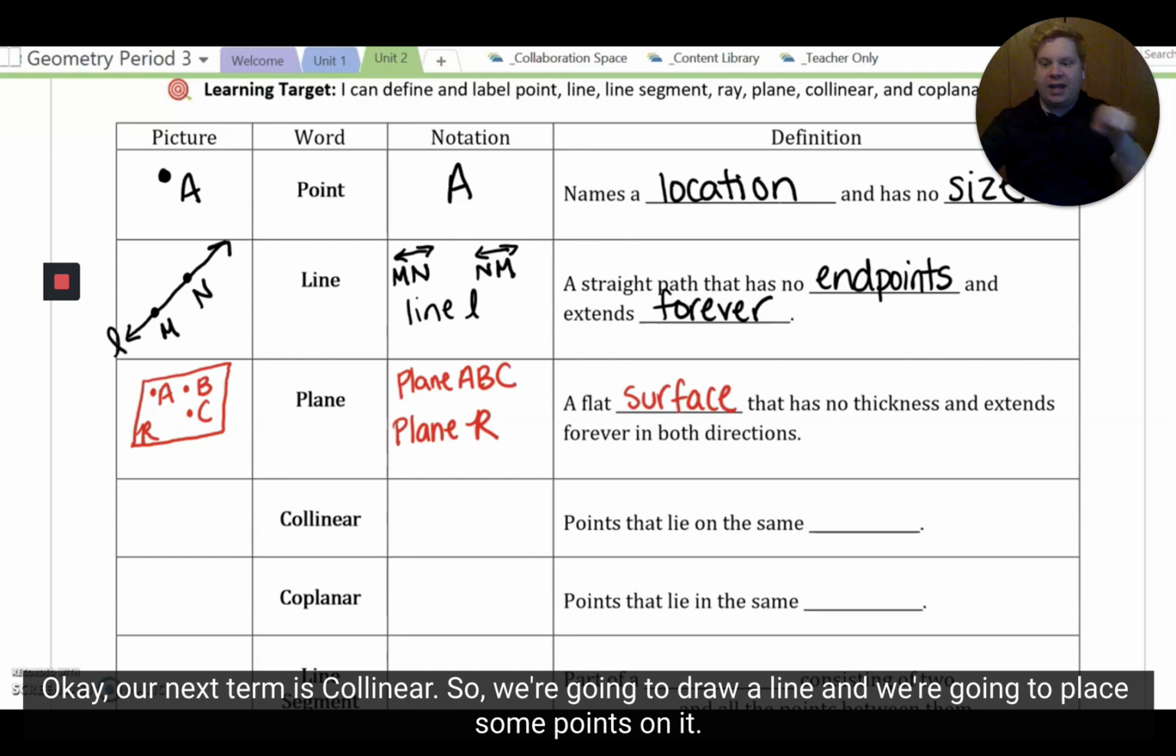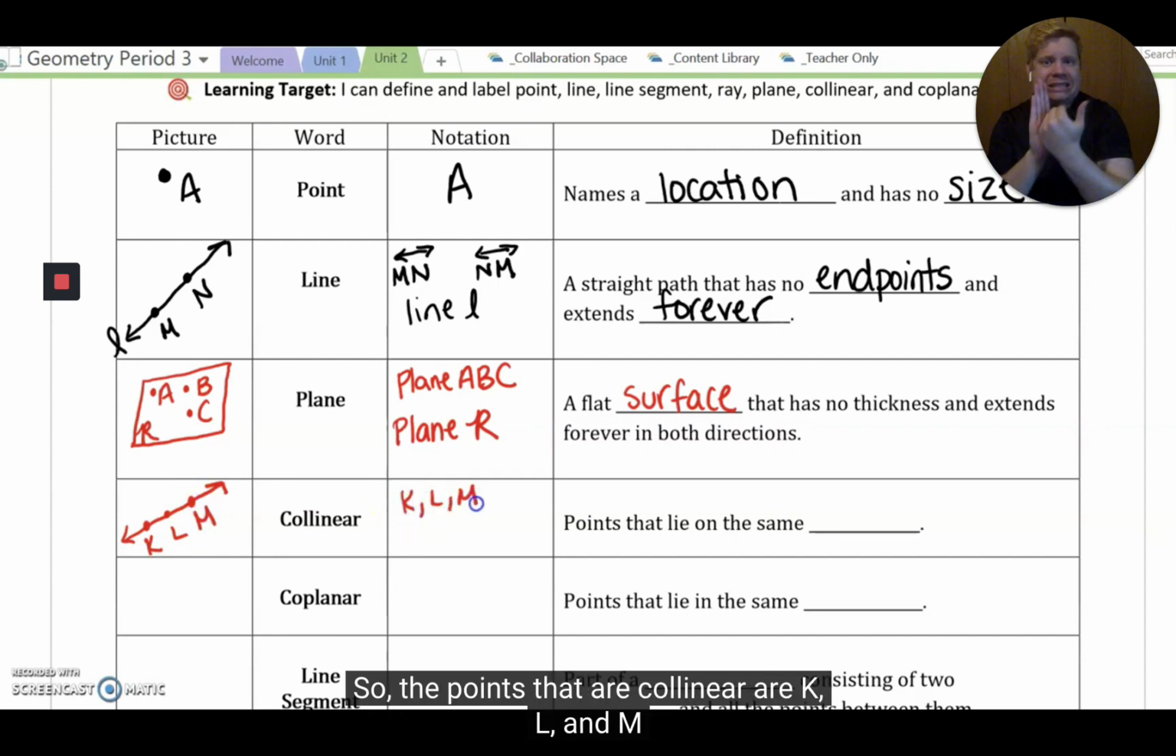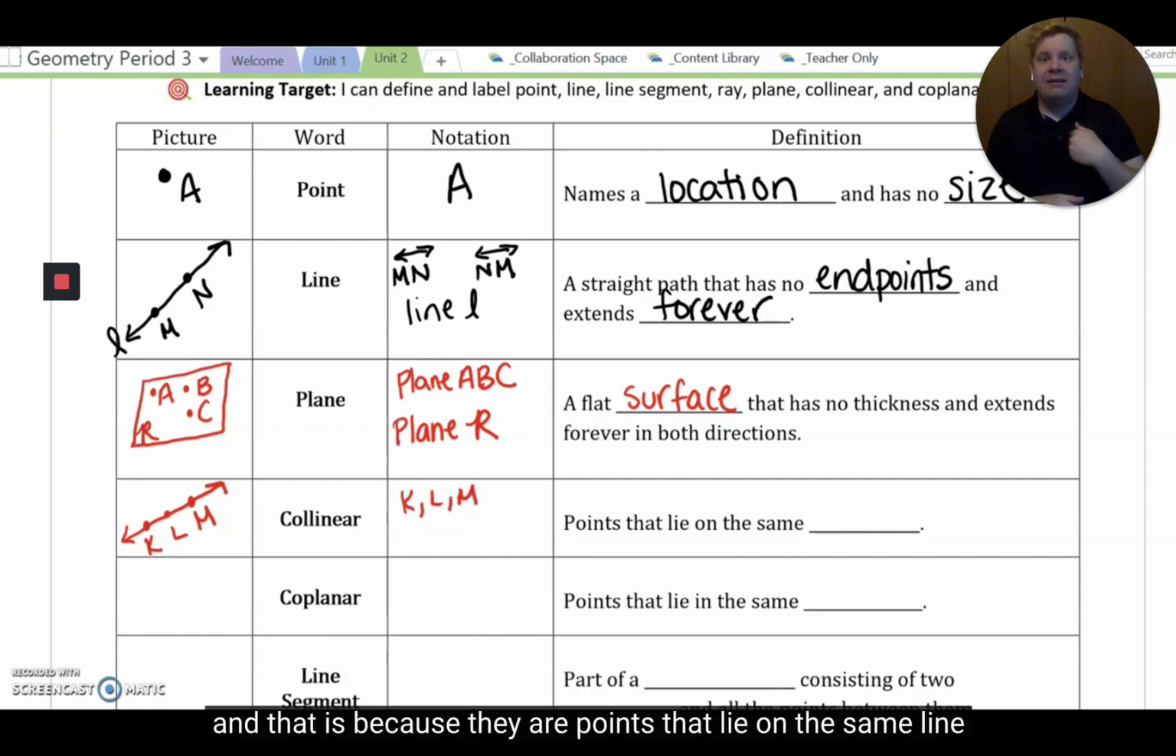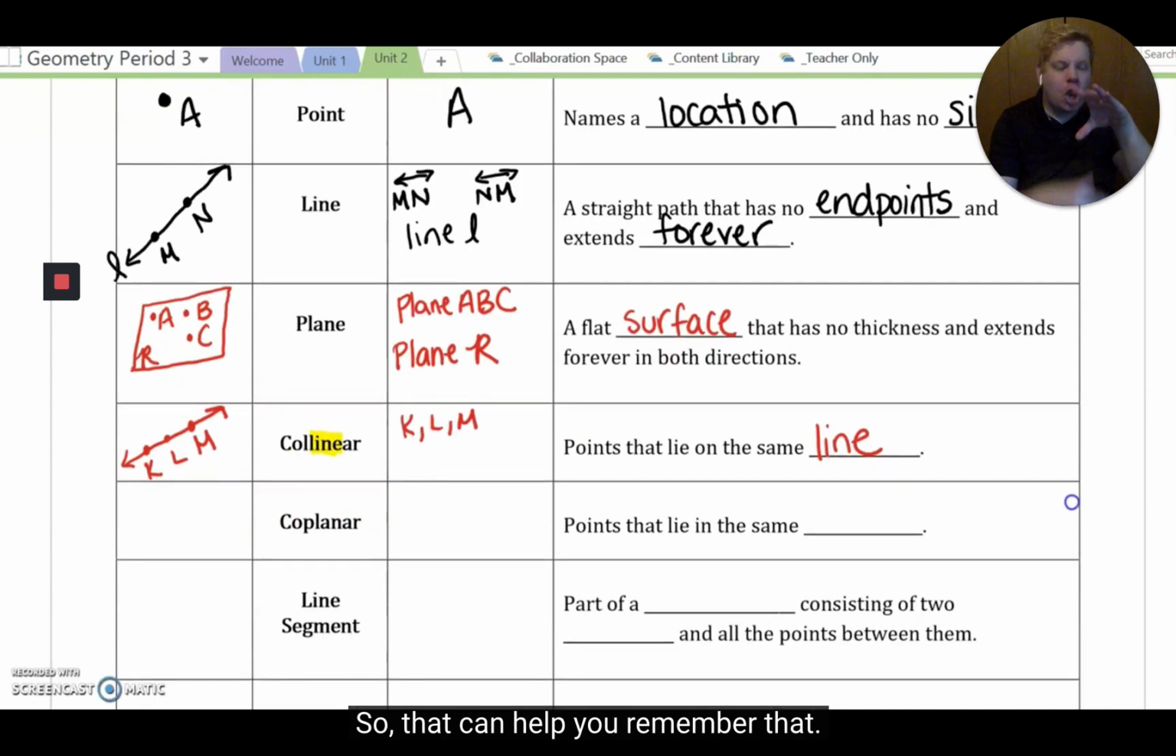Okay, our next term is collinear. So we're going to draw a line and we're going to place some points on it. So there's not really any notation for this. We would just list the points. So the points that are collinear are K, L, and M, and that is because they are points that lie on the same line. So points that lie on the same line are collinear. Keep in mind that the word line is in the word collinear, so that can help you remember that.